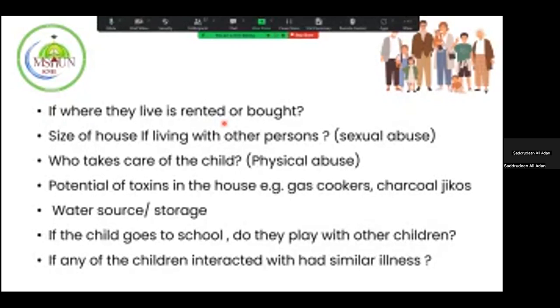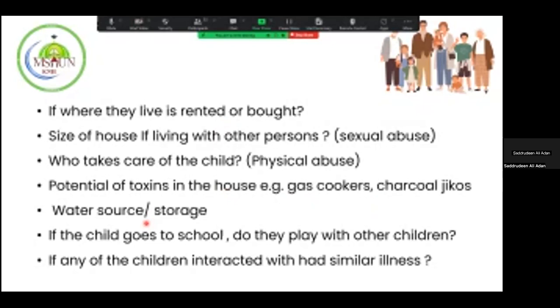Is there any potential danger in the house? Any risks? For example, gas cookers, coal. What is the water source and storage? Do they source it from a river? Is it tap water, or do they store it? Especially if you're worried about it, but it's always good to ask this.